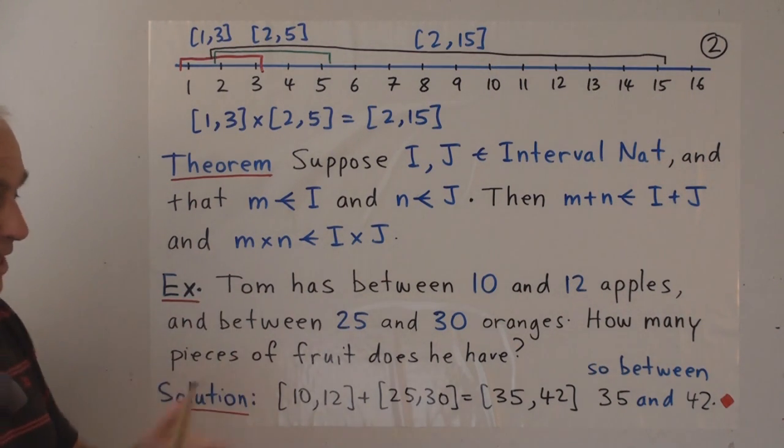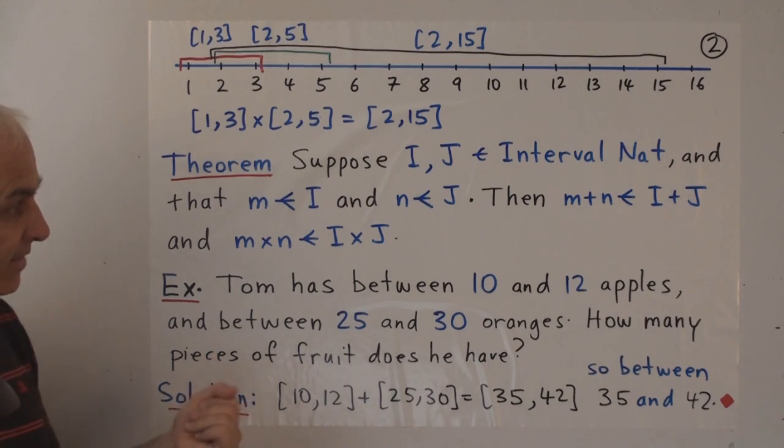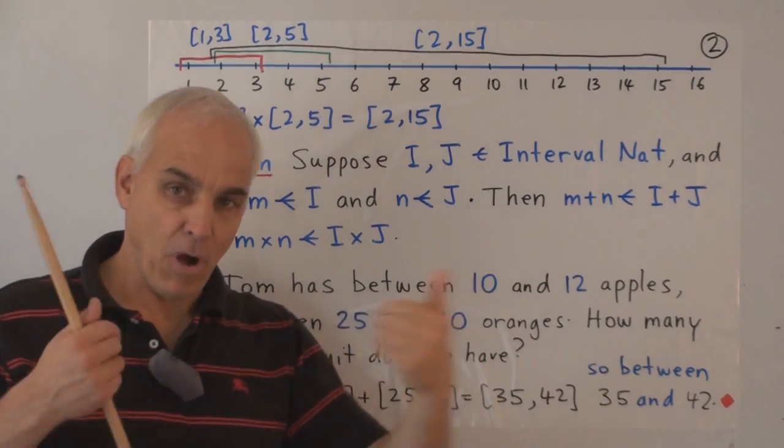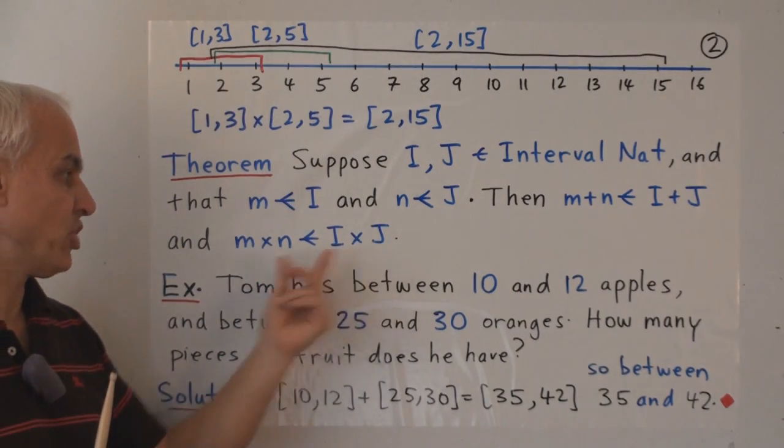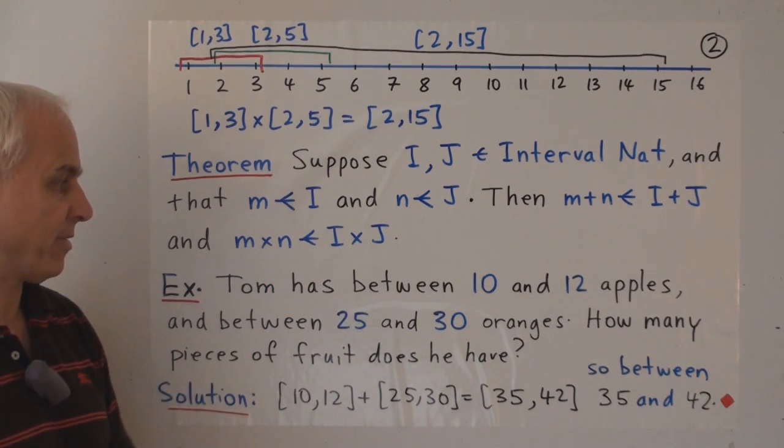We could, in addition, say a little bit more. We could also say that I plus J is actually the smallest interval that has that property, and I times J is the smallest interval that has this property.